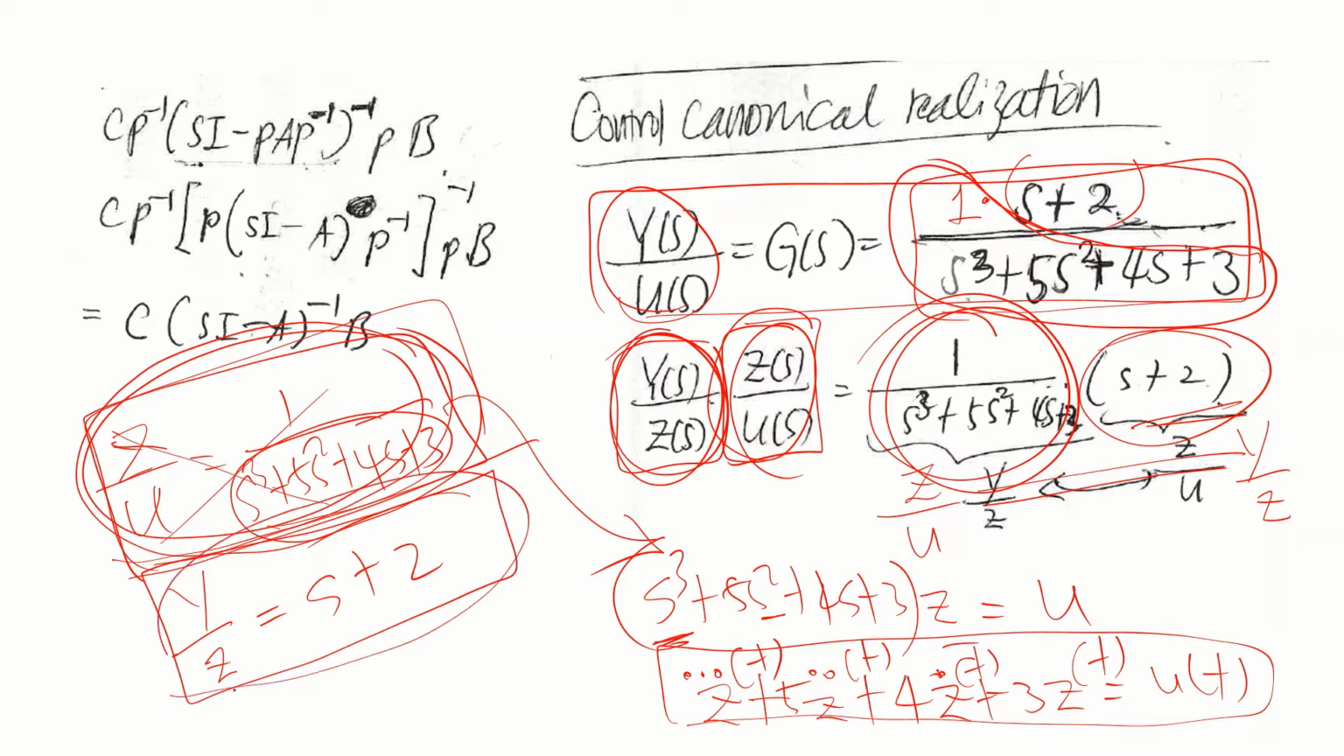And how about this one? Well, you will see that y of t is s times z, which gives you z dot, plus 2 times z of t. So we have another differential equation that comes from here. So now we have these two differential equations to get the canonical realizations.